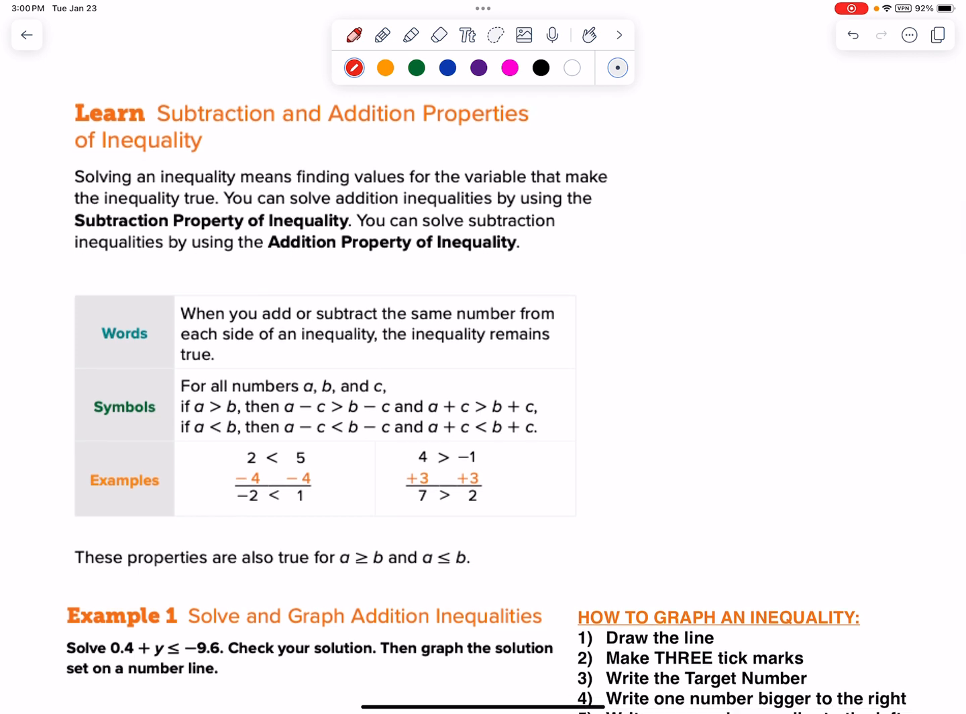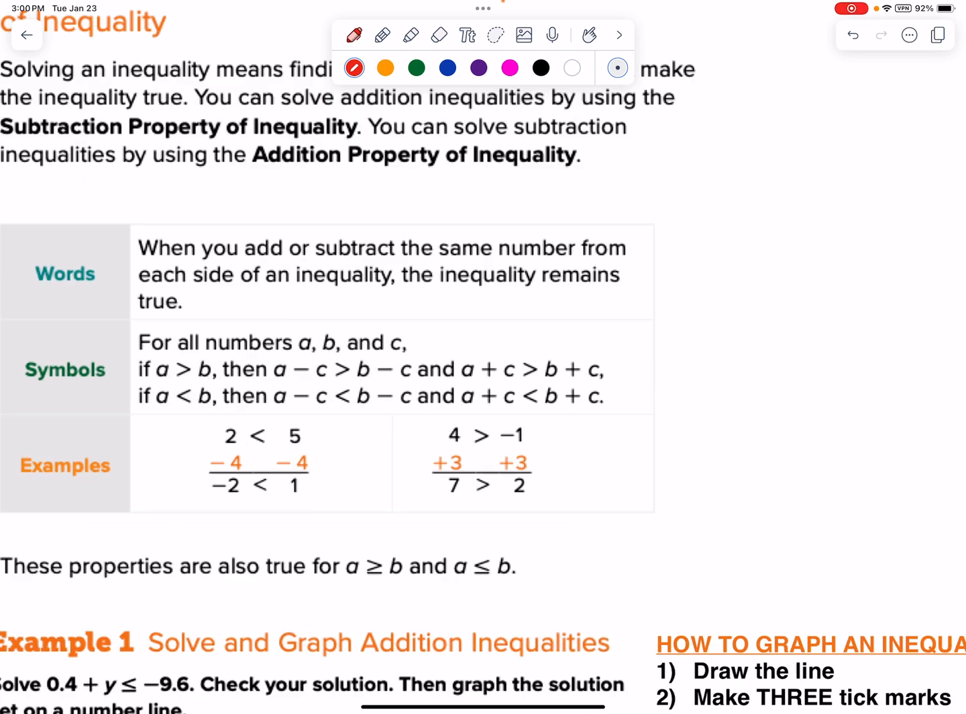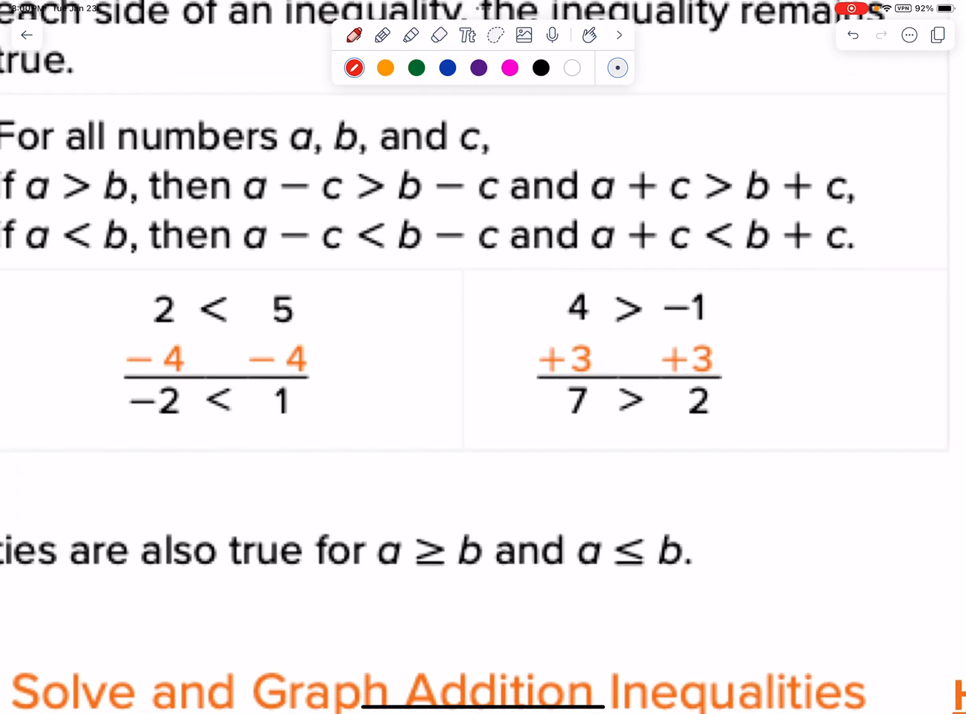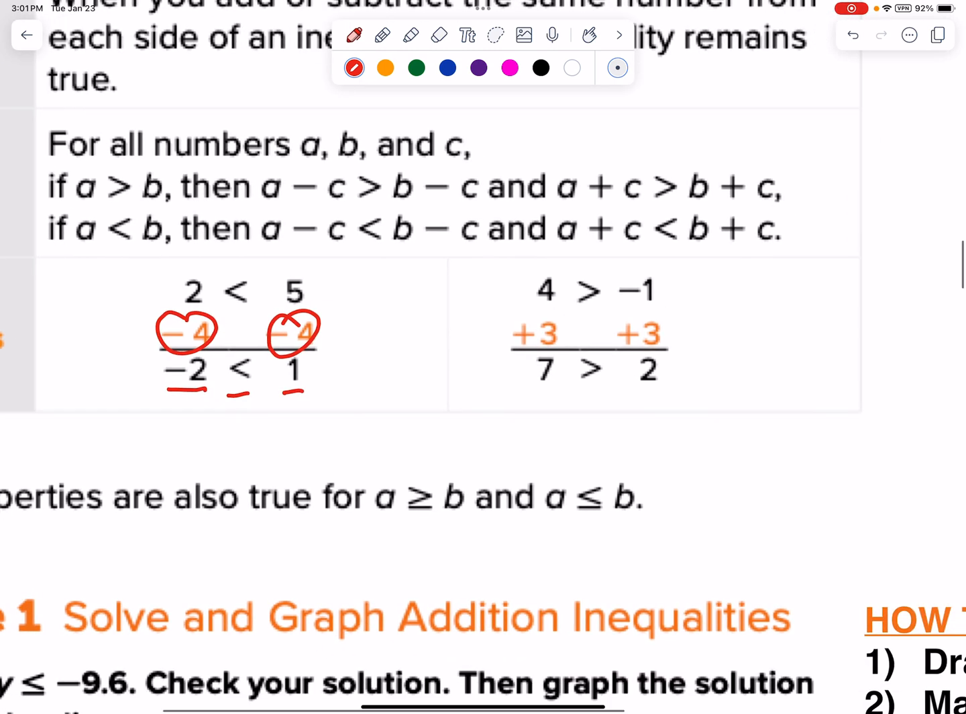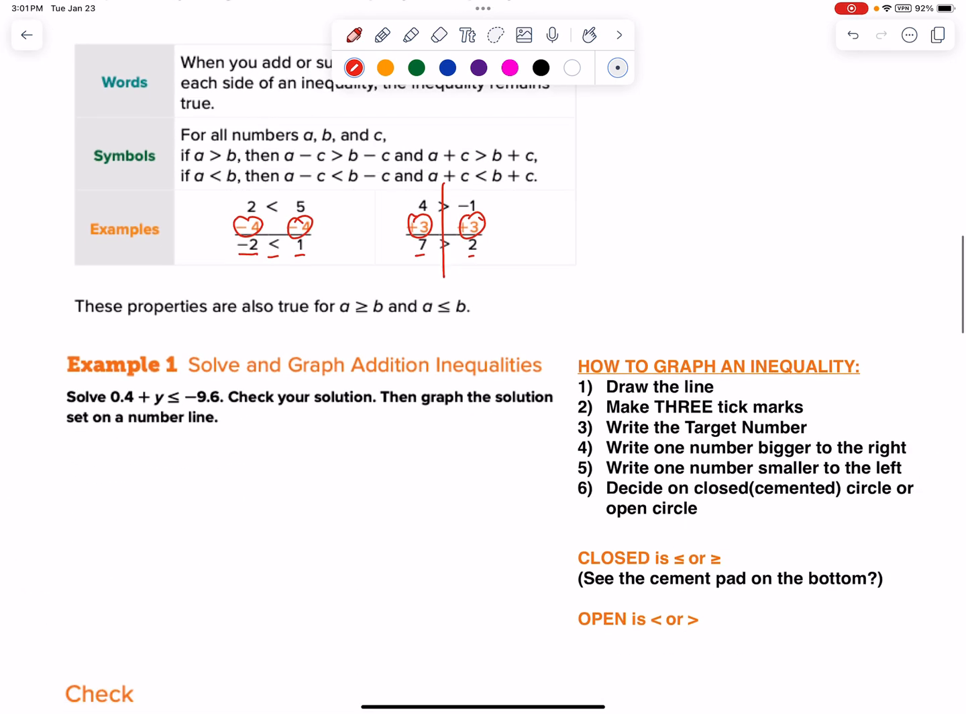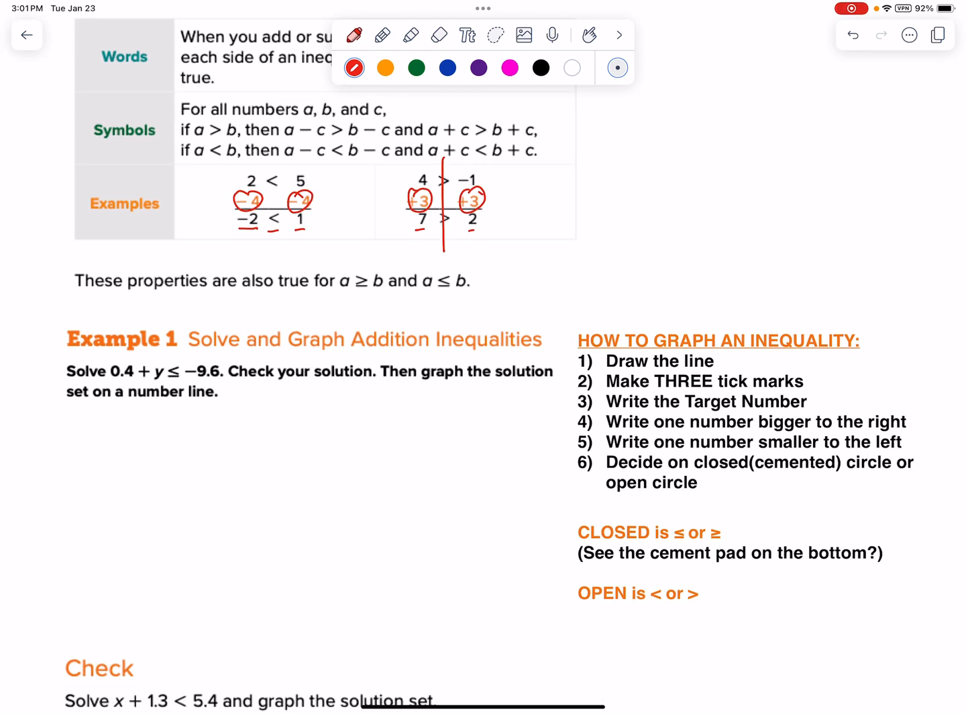This is just talking about the subtraction and addition properties of inequality. It's the same as equality. You can see if we subtract 4 from both sides, we still have -2 is less than 1. It's still a true statement. Same thing if we do the same thing to both sides here, we still have a true statement. So that's why we're allowed to move things around like that. So let's go ahead and practice solving and graphing addition inequalities.